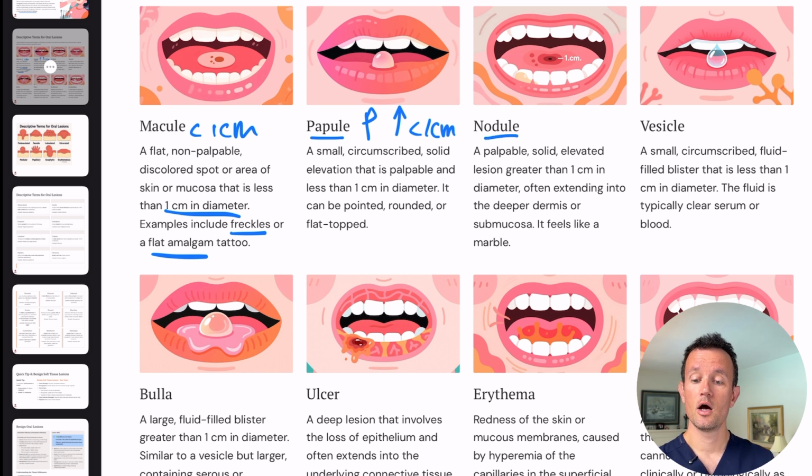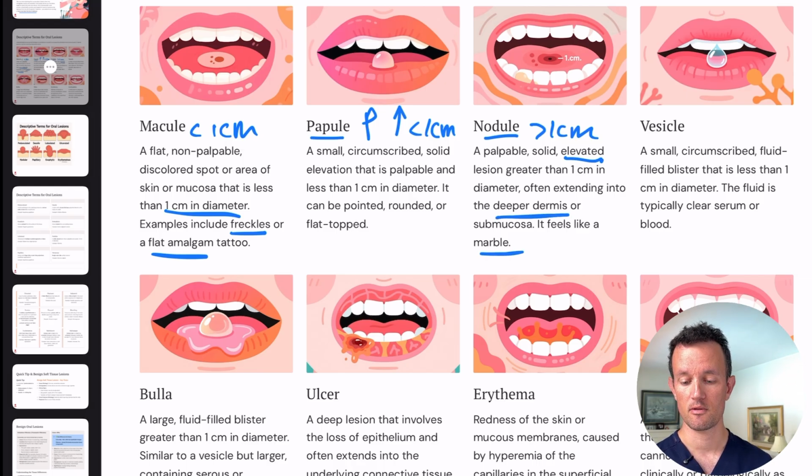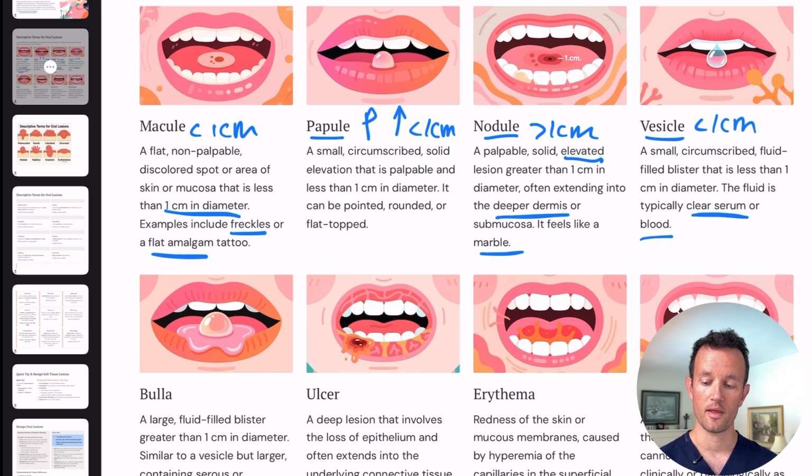It's a papule. A nodule, now it's an elevated lesion. And look for that. Sometimes the words may say raised or elevated. Or in the case of a macule, it might say a non-elevated lesion. You have to be familiar with many ways of saying the same thing. So it's raised, but it's greater than 1 centimeter. So it's not a papule anymore. It's a nodule. And it's hard. It's firm. Feels like a marble. It's deeper in the dermis. A vesicle, less than 1 centimeter, and it's clear. It's fluid-filled and it's clear. It's serum or blood that's in there.